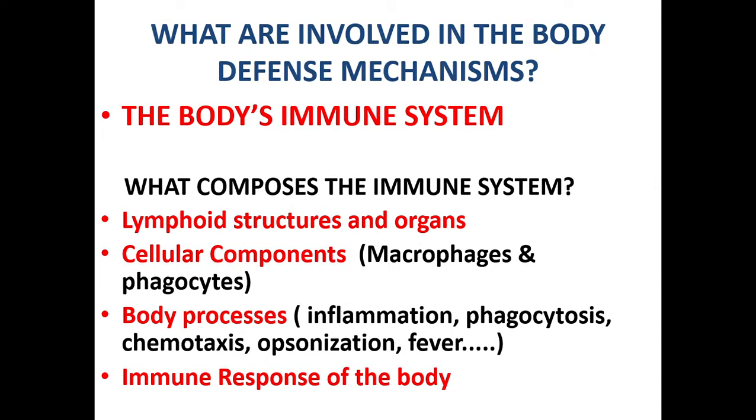What are involved in the body defense mechanisms? Of course, we have the body's immune system. What composes the immune system? We have lymphoid structures and organs. We have cellular components. We have the macrophages and phagocytes, and the body processes. We have inflammation, phagocytosis, chemotaxis, opsonization, fever, and so on. Then we have the immune response of the body.